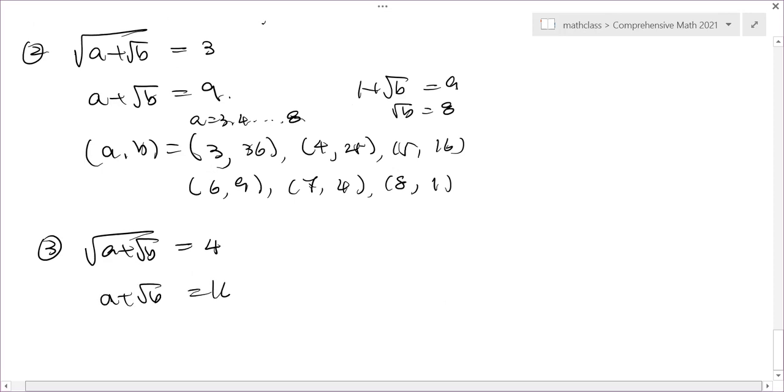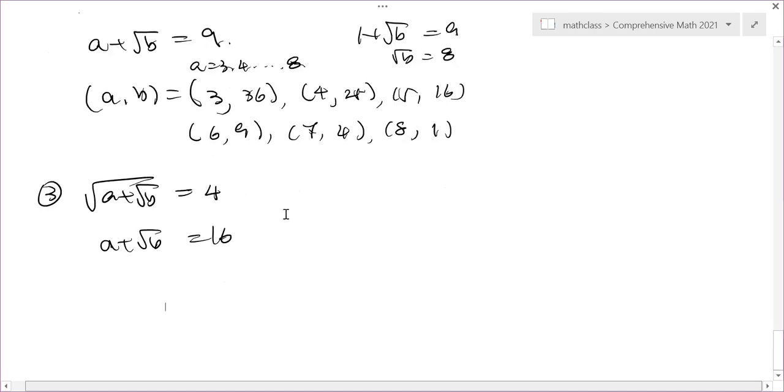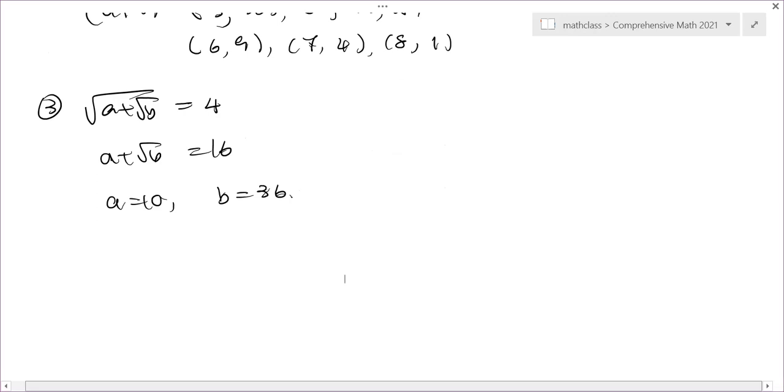Okay, and that's right. The only possible solution here is A equals 10, because otherwise B is 36. Yeah, B is 36. Okay, that's easy to see. So we solve this problem. Okay, we find all the solutions.